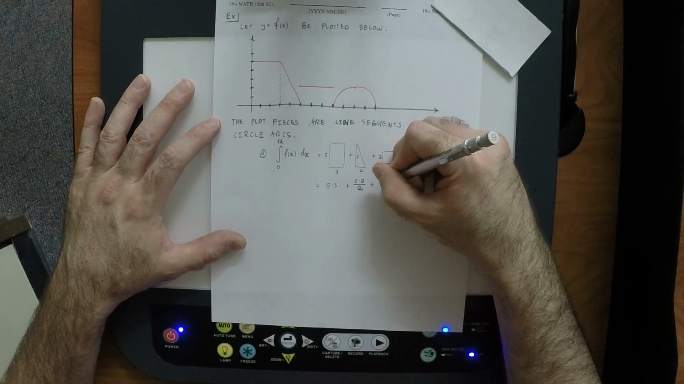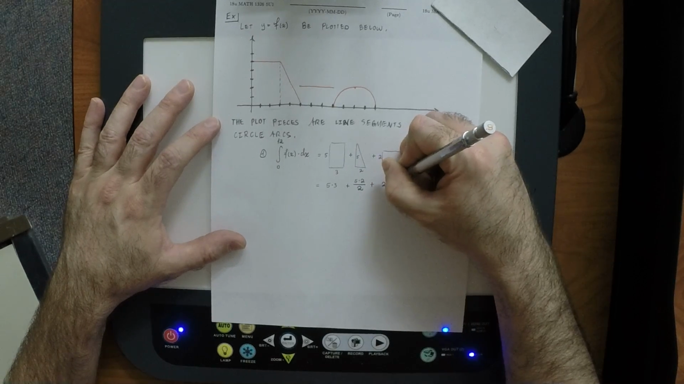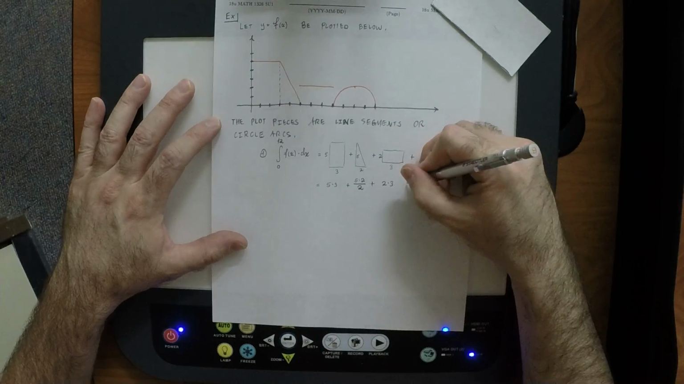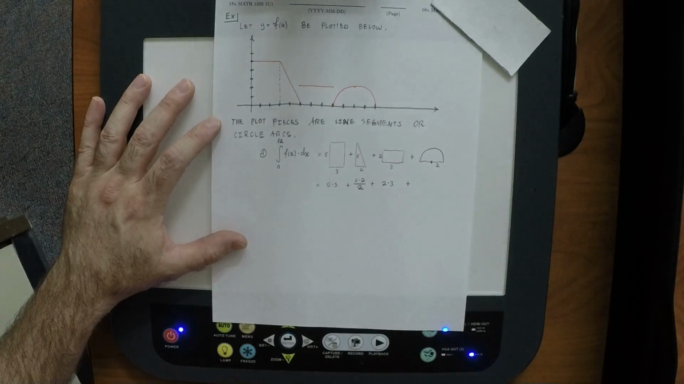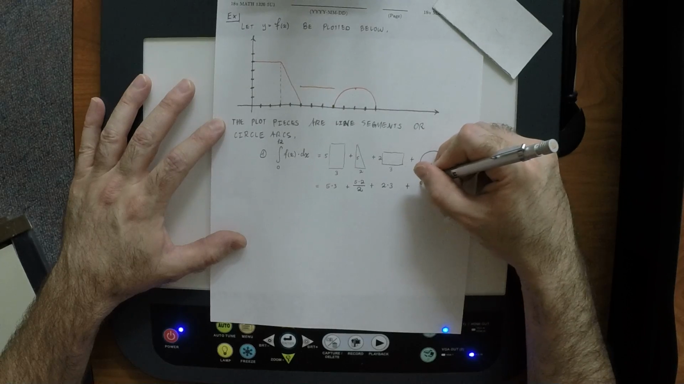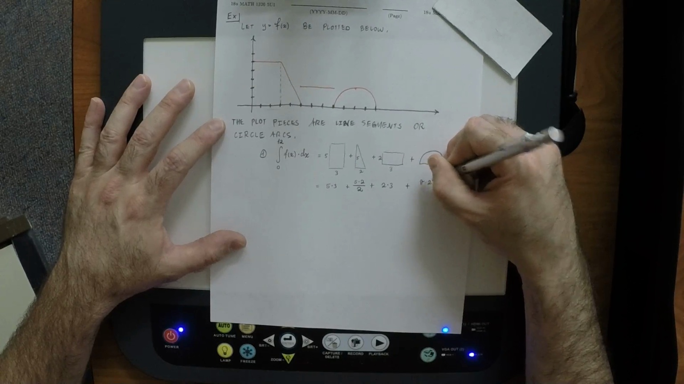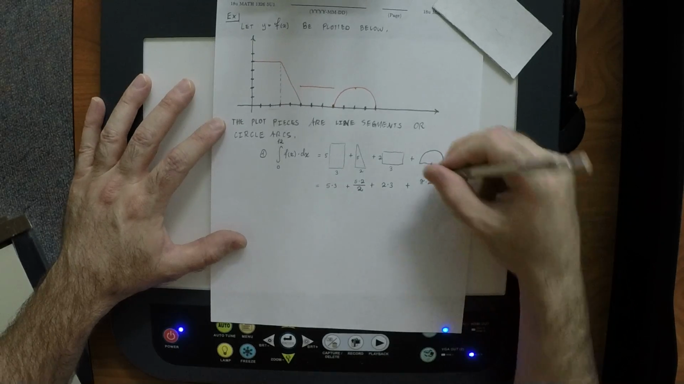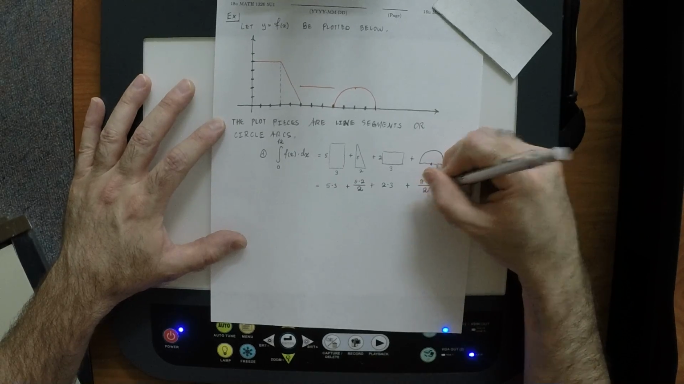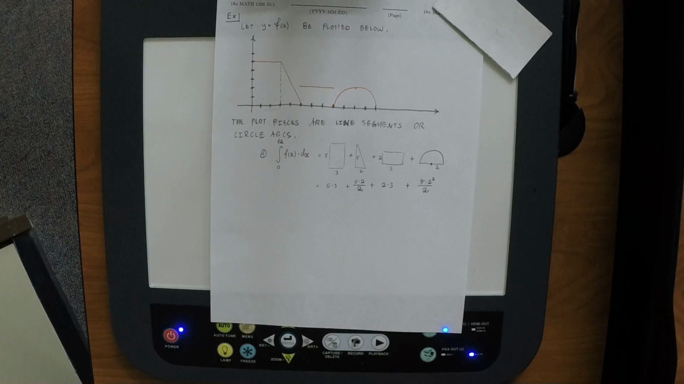For the next one, again, base times height. And then for the last one, what would be the formula? Right? Pi times the radius squared, but that's not the whole story. What else do we need to do? Divide by 2, because it's half of a circle. Right, and then you could simplify this.